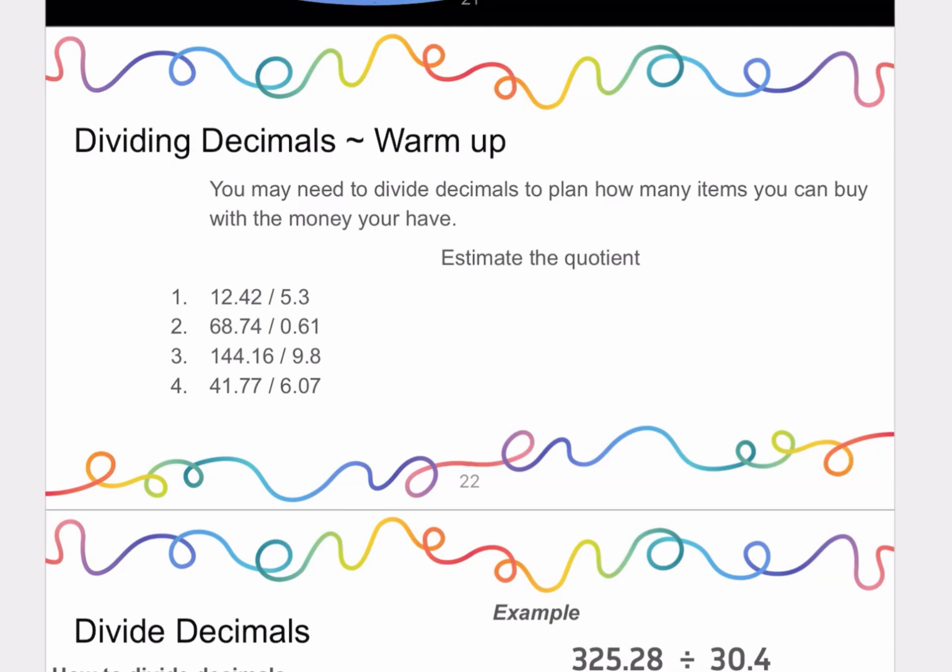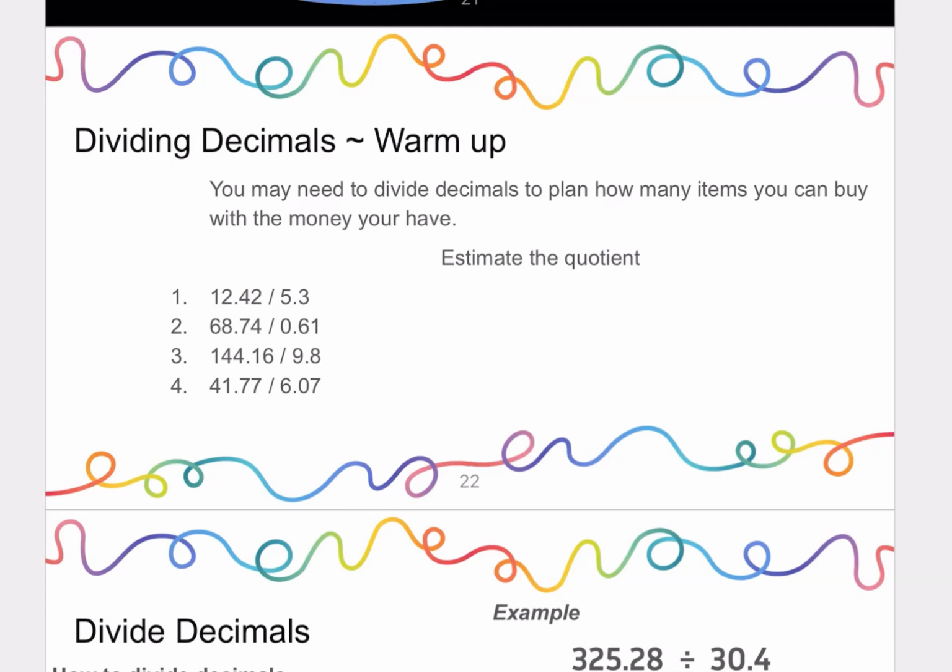You may need to decide how to divide decimals and come up with a plan to figure out how many items you can buy with the money that you have. So let's begin by estimating the quotient of each of these decimal scenarios.